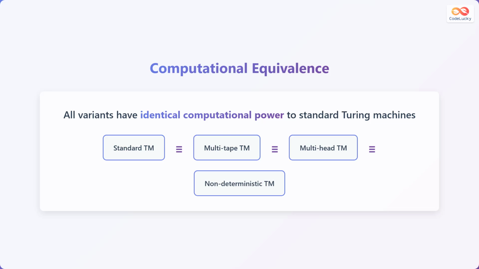In conclusion, all Turing machine variants possess identical computational power to the standard Turing machine. This equivalence can be represented as: standard Turing machine is equivalent to multi-tape Turing machine is equivalent to multi-head Turing machine is equivalent to non-deterministic Turing machine.